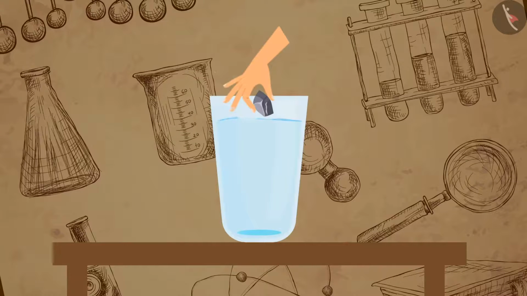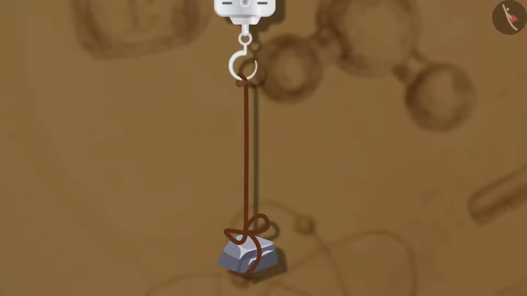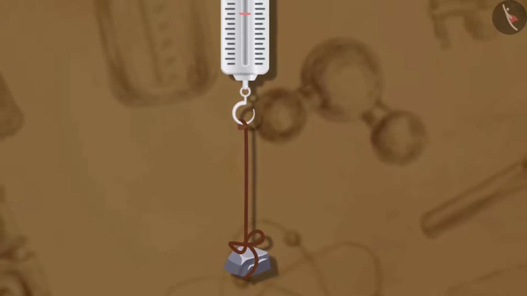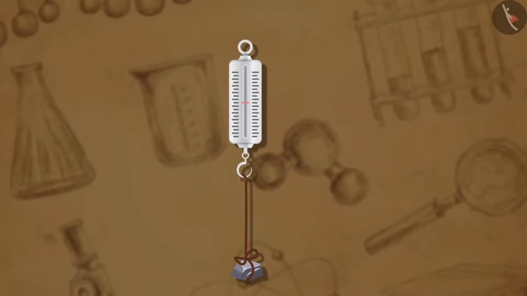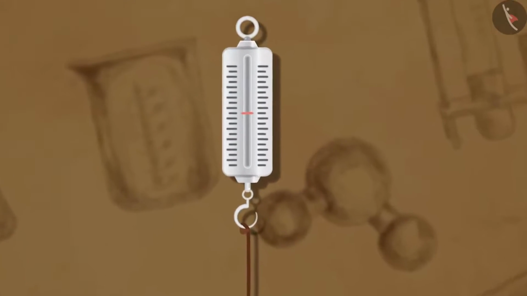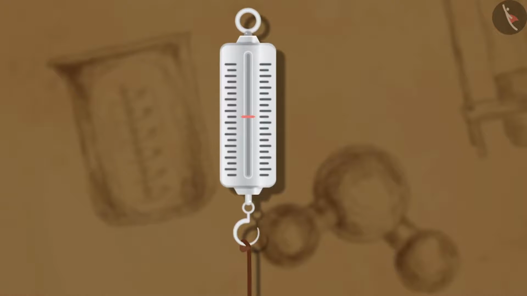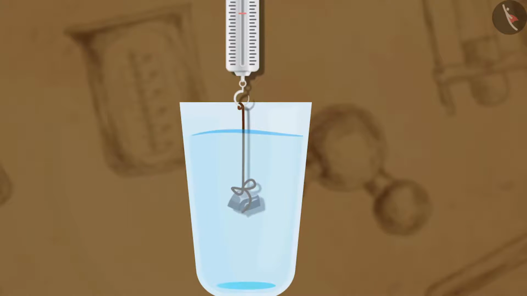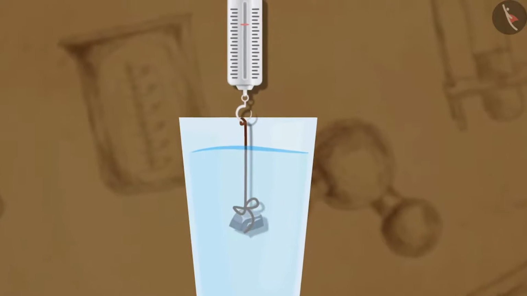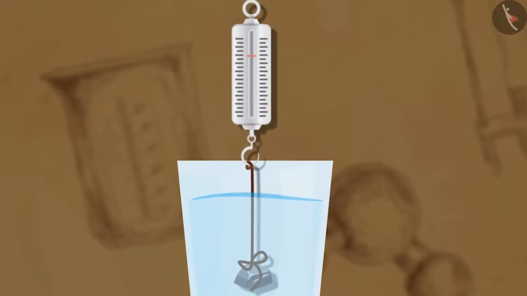Now, let us perform a simple activity to see what happens to the weight of a substance when immersed in the fluid. Take a piece of stone and tie it at the end of a spring balance with the help of a string. And note the reading in the spring balance. Then immerse the stone in a glass of water. And again take the reading in the spring balance.